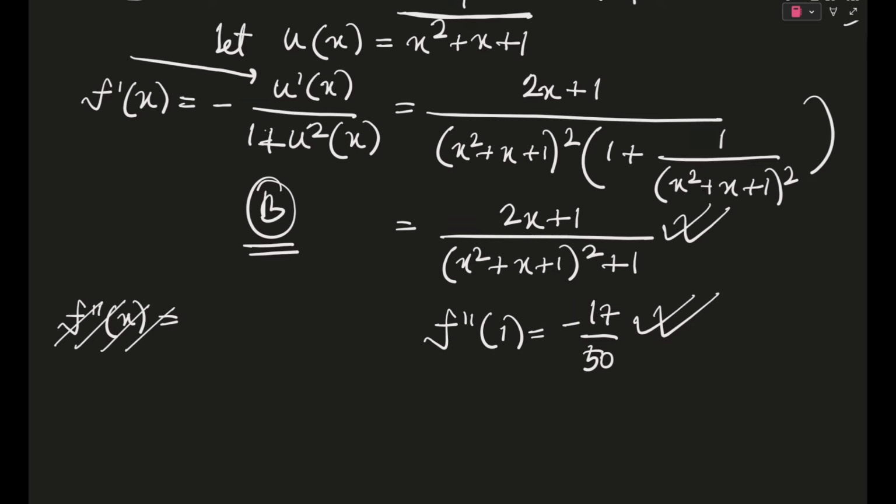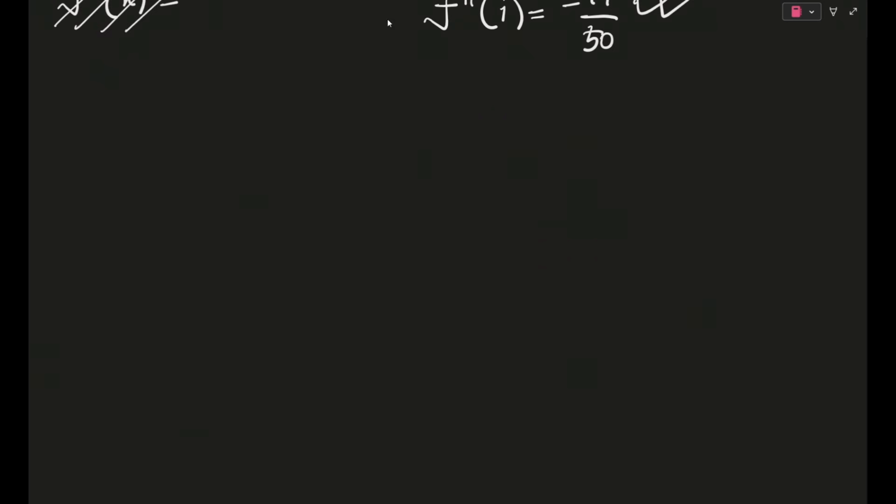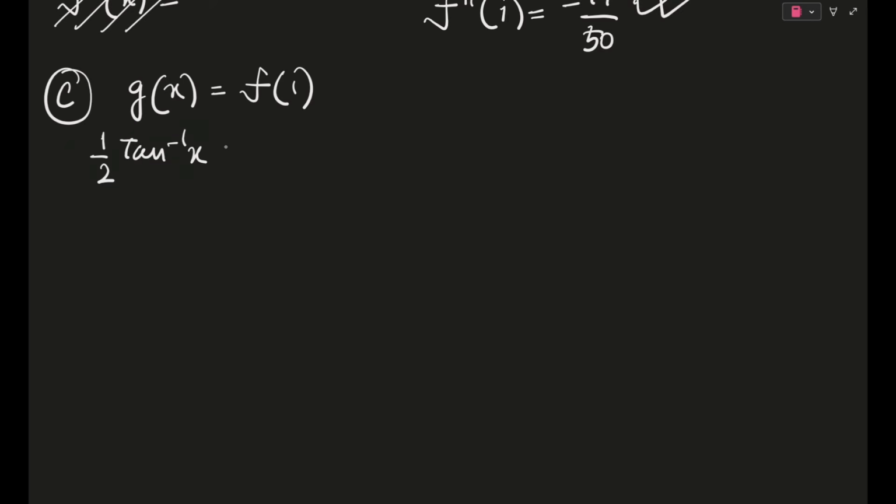So this is option B done. Now let's go on to option number C. Option C says that we have to find the solution to the equation g of x is equal to f of 1. So g of x was half tan inverse x, and f of 1, very simply, if we put n equal to 1, it is pi by 4 minus tan inverse 1 by 3.